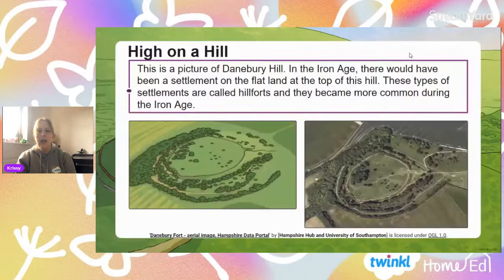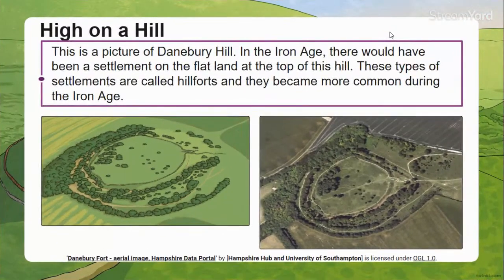Now, in the Iron Age, what becomes very, very common are settlements called Hillforts. This is a picture of Danebury Hill, and you can see this sort of settlement here. So you can see that there's some flat land here, and it's at the top of a hill. So you can see a drawing and then an actual aerial photograph.